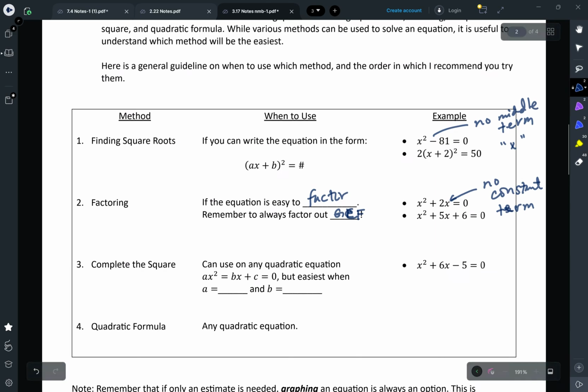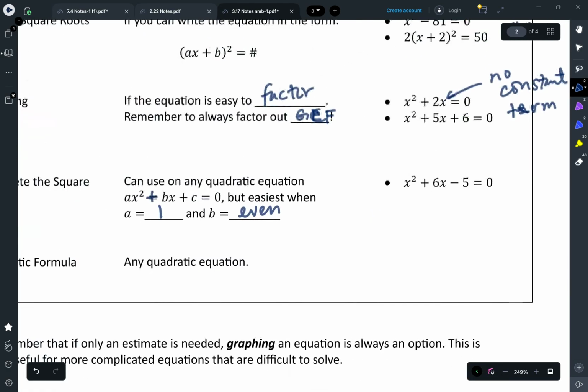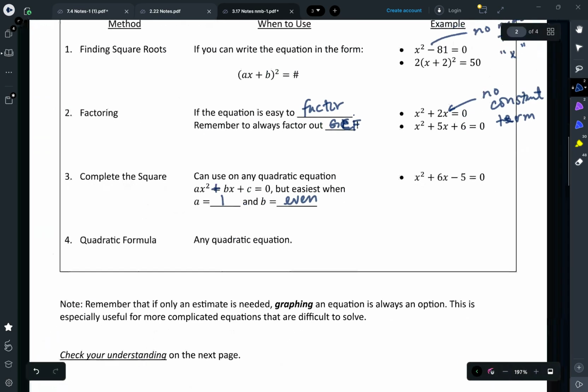Next one, complete the square can be used on any quadratic equation, but it's easiest when a is 1 and b is even. This should be ax squared plus bx plus c equals 0. So I wouldn't use it if a wasn't 1 and b wasn't even. I just wouldn't bother. And then the quadratic formula, of course, is for any quadratic equation, but this is really for when nothing else works, when all else fails, right? That's when we want to do that.